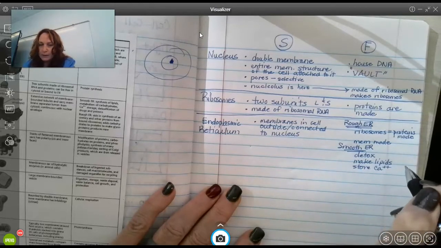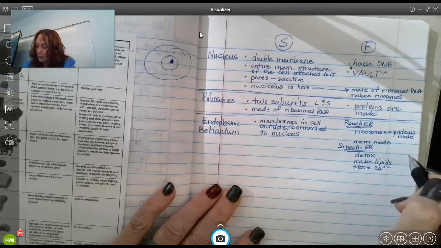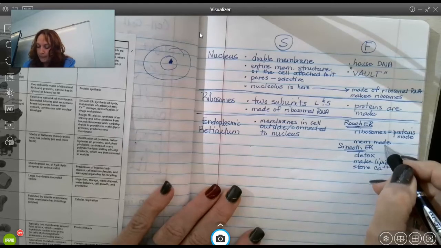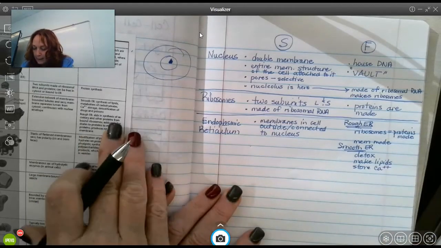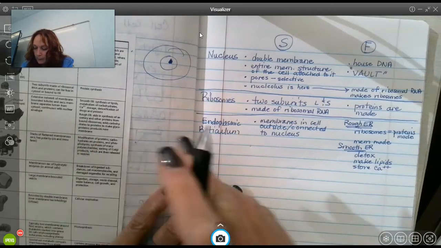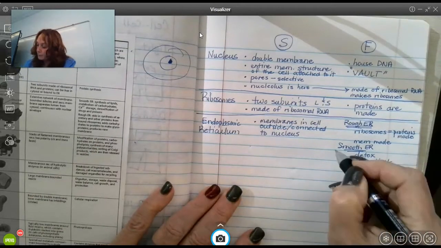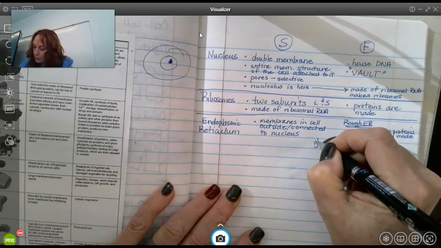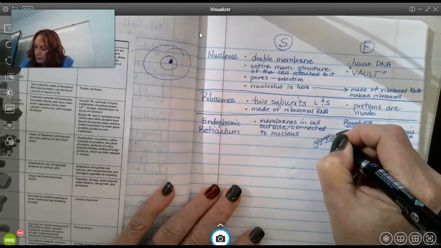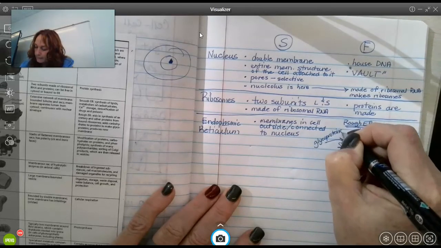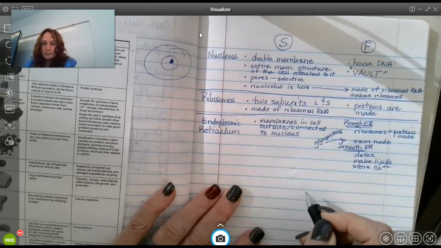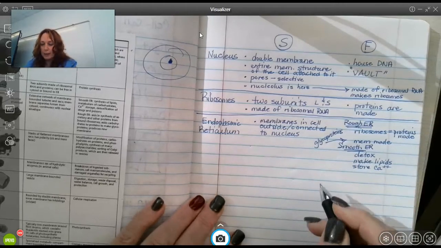I feel like I'm forgetting something about rough ER. Carbohydrate chains, did I put that in there? No. Oh, is it on here? Did they say it? Oh, they do. Okay. So let's write myself a note: glycoproteins are also there. So they modify them with carb chains.